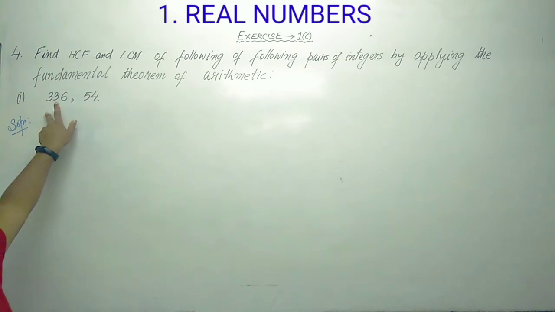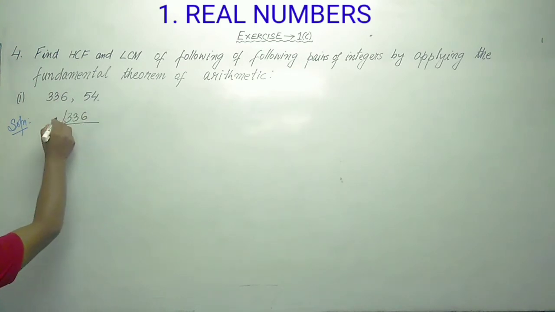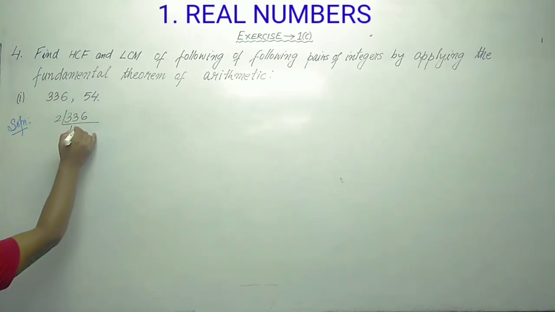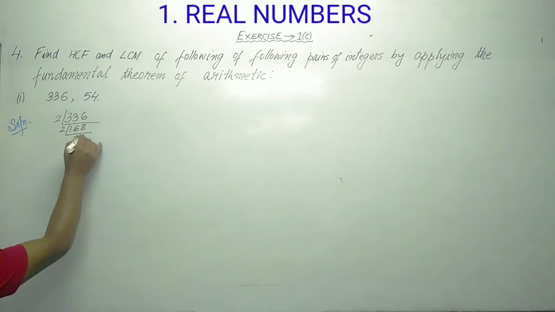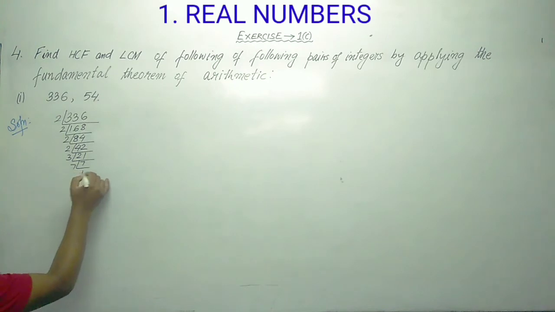First let us convert 336 as a product of its factors. First let us write down like this. Let us check: 2 1s are 2, 2 6s are 12, 2 8s are 16, 2 4s are 8, 2 2s are 4, 2 1s are 2, 3 7s are 21, 7 1s are 7.